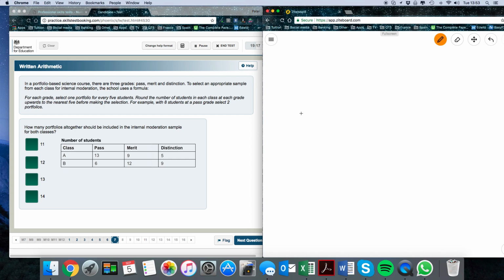Now, the best way to do these questions: you've got 6 numbers. You mustn't add them together. You must do exactly what it says in the question. It says round the number of students in each class at each grade upwards to the nearest 5. So 13, if I raise that to the nearest 5, it becomes 15. 9 becomes 10. 5 is already a multiple of 5, so you leave it alone. 6 needs to go up to 10. 12 needs to go up to 15, and 9 needs to go up to 10.